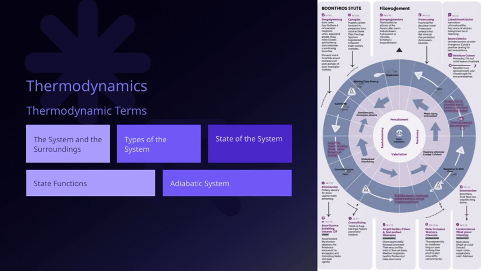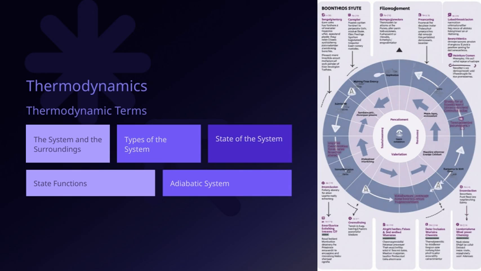It's also important to understand the relationship between the system and the surroundings. The surroundings encompass everything outside the system with which it can interact, and the exchange of energy and matter between them defines the processes we're studying. Then there are specific thermodynamic terms that form the language of the field. Terms like work, heat, internal energy, and entropy. These help us quantify and describe the energy transformations taking place.